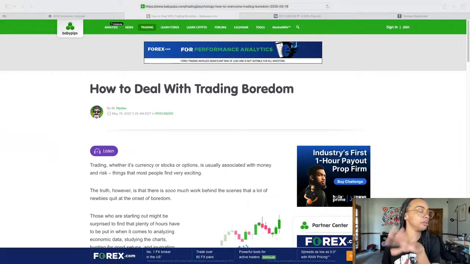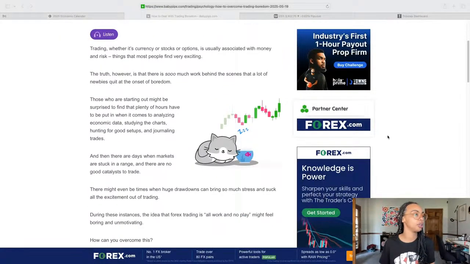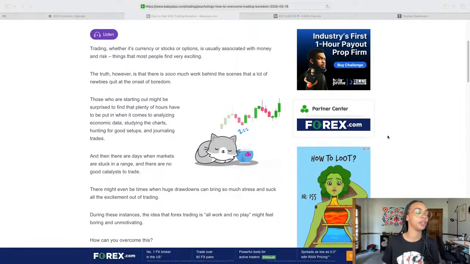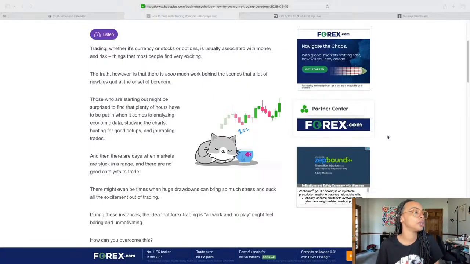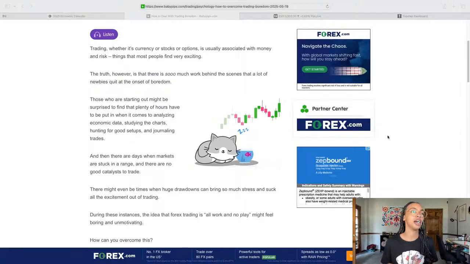Great resource. They have a lot of information on this site. Alrighty, so trading, whether it's currency or stocks or options, is usually associated with money and risk, things that people find very exciting. The truth, however, is that there is so much work behind the scenes that a lot of newbies quit at the onset of boredom. Those who are starting out might be surprised to find that plenty of hours have to be put in when it comes to analyzing economic data, studying the charts, hunting for good setups, and journaling trades.